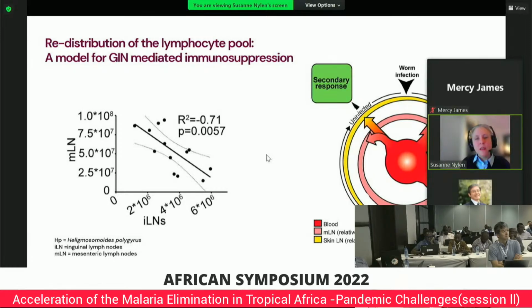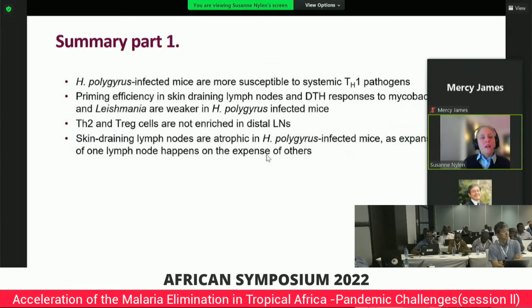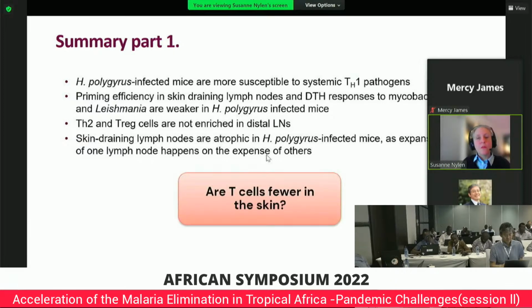To summarize this first part, mice that have H. polygyrus are more susceptible to systemic Th1 pathogens, have weakened DTH responses, and we see an atrophy of distal lymph nodes. But we were also interested in what occurs in the skin.